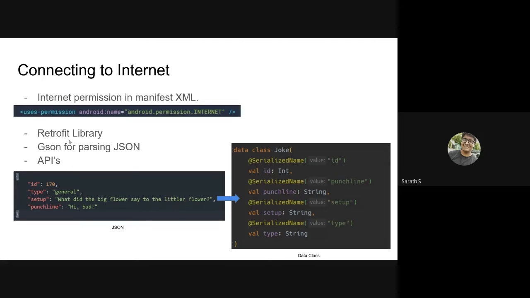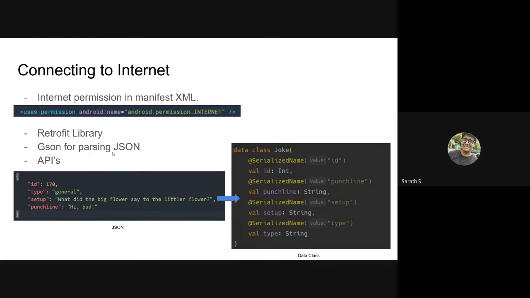Retrofit basically allows us to connect to internet resources, whatever it is. It may be an API, it may be what's called WebSockets even. We could use this library to do multiple things, but what we are using in this app is just to connect to an API. And then there's what we are using to parse whatever we get.